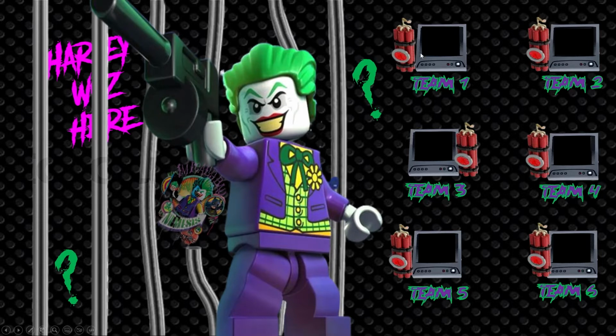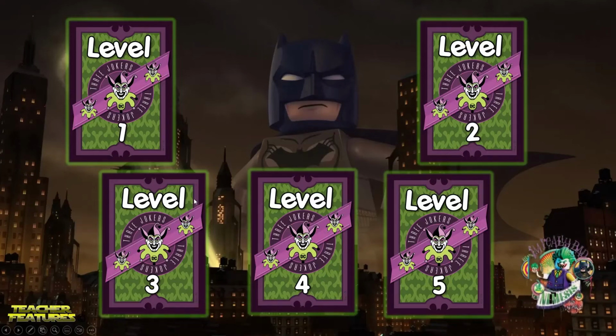Over on the right side, you'll see up to 6 different teams. And to add points for each team, just click on the flashing red button on the dynamite. There we go. And to go back to the main menu, click on the flashing Joker logo. Okay, what we'll do now is we'll go through a couple of levels and I'll show you just how to play the game.